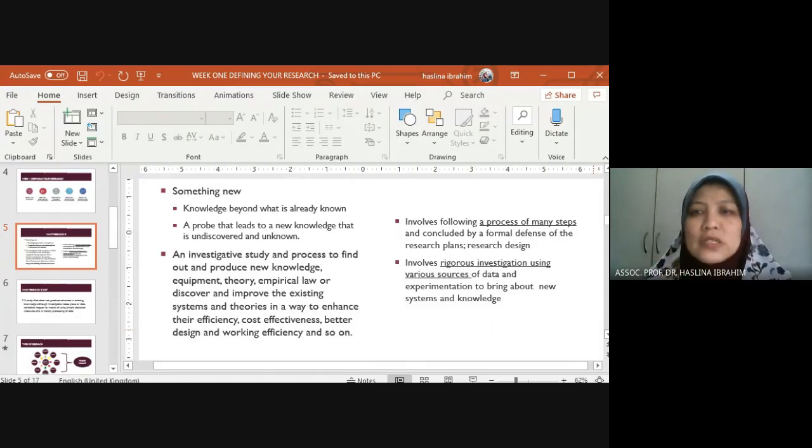Of course, this is a very advanced level, especially for PhD and most of the time technical courses, or even theory. Or even empirical law, which means that you go to the field, you find certain evidence, and then you formulate certain theory to understand that phenomenon. Improve the existing systems, like for example, solutions. I give you one example.